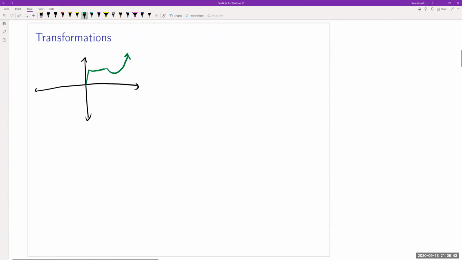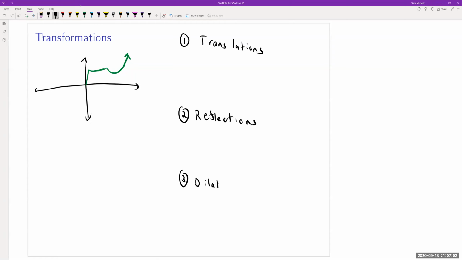And there's going to be 3 different types of transformations. We're going to look at translations, reflections, and dilations. Translation is simply shifting the graph up or down or left or right or some combination thereof.